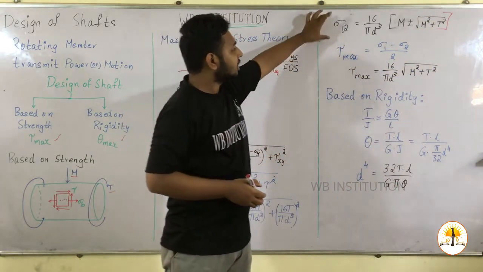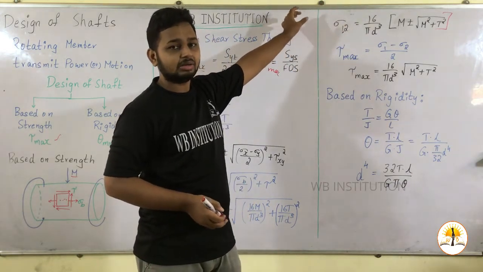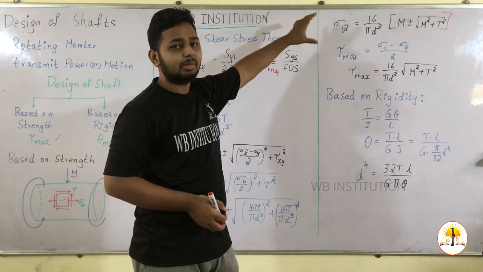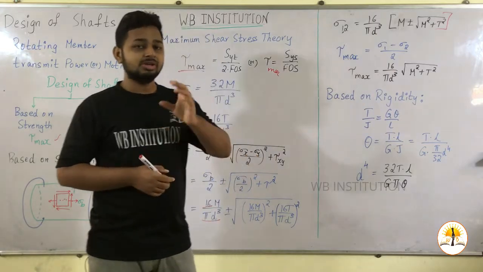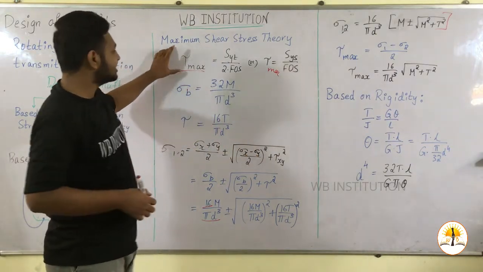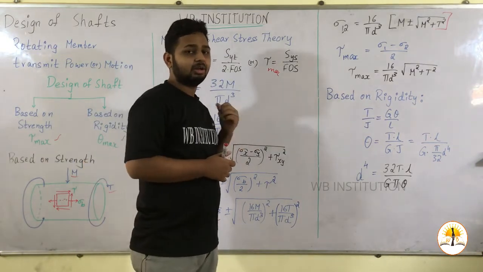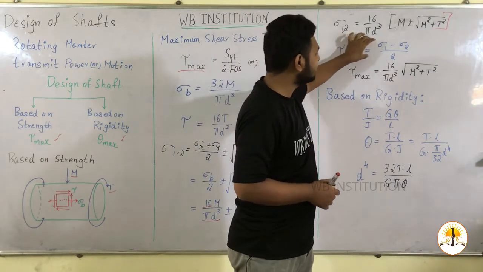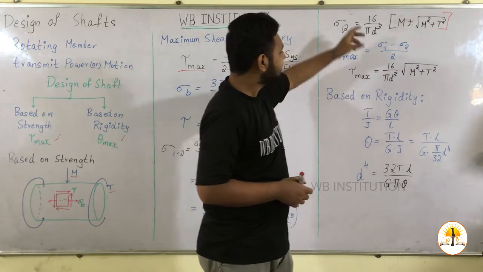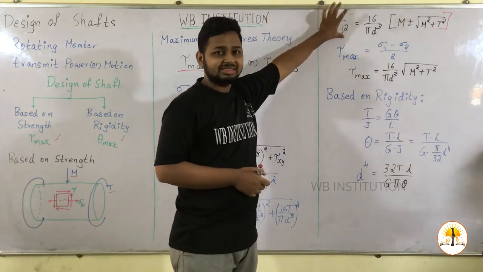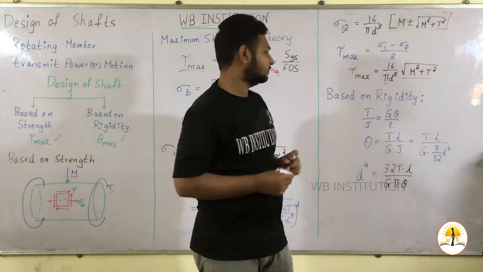Now if we solve the equation with respect to the plus symbol, then we get sigma 1, and if we solve with respect to the minus symbol, we get sigma 2. So there are two principal stresses generated in the element. Now if we substitute these principal stresses in the equation of tau max, then we get the safe diameter of the shaft, that is given by tau max equal to sigma 1 minus sigma 2 divided by 2. By solving the values of sigma 1 and sigma 2, we get 16 by pi d cube root of m square plus t square.